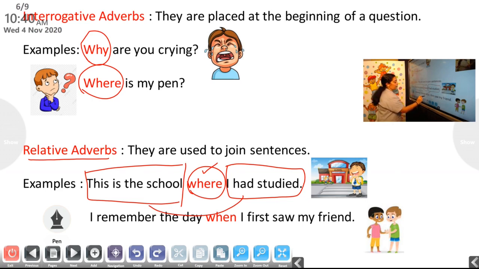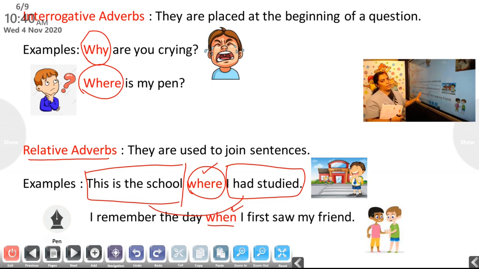Next one, I remember the day when I first saw my friend. So this when, it is not a question word. This is used as a relative adverb which is used to join two different sentences. Two more examples are there in your textbook. That's the house where he was born. I remember the day when I first saw him. So these are relative adverbs.